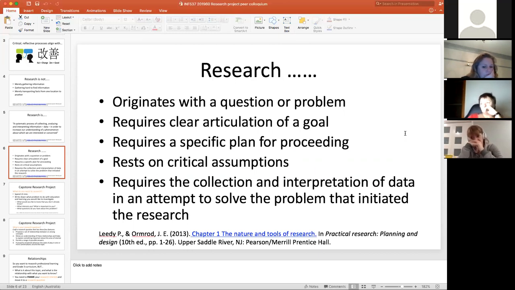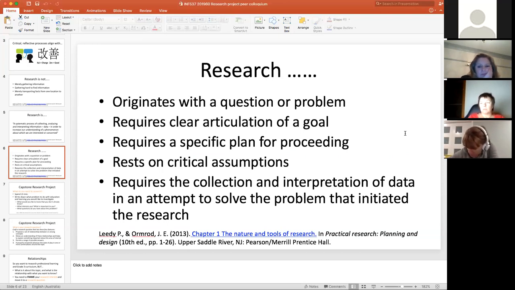Clear articulation of a goal. So, there's a question and then the goal is to find out what's going on here, basically, and articulate that around the context. Specific plan for proceeding. Now, you probably should write something about this in your report, what your plan was in terms of your plan to collect data, your plan to find the data, then collect it, and how you're going to analyse it. That really should be in your report.